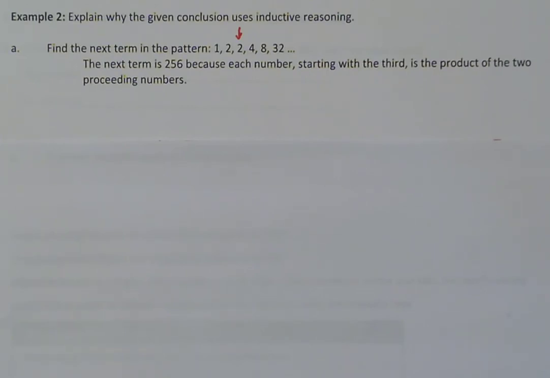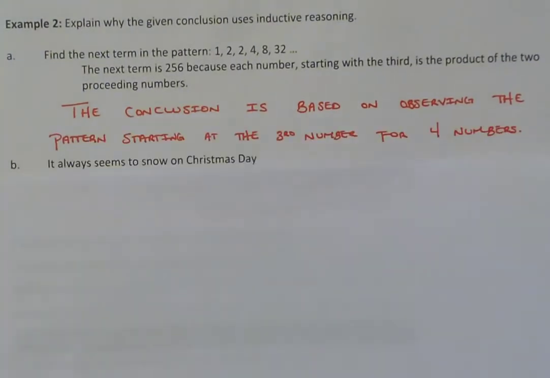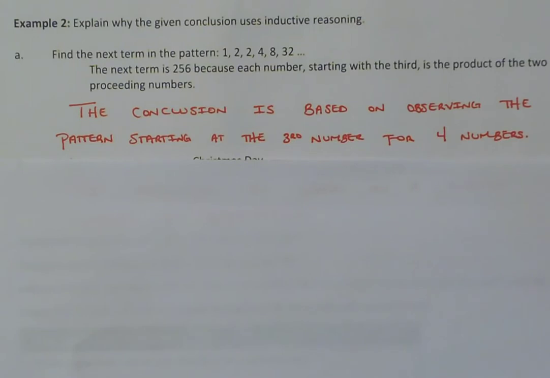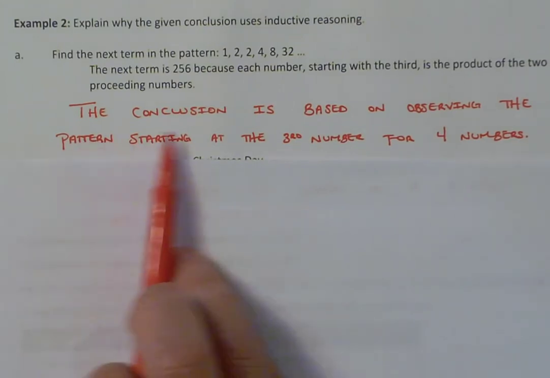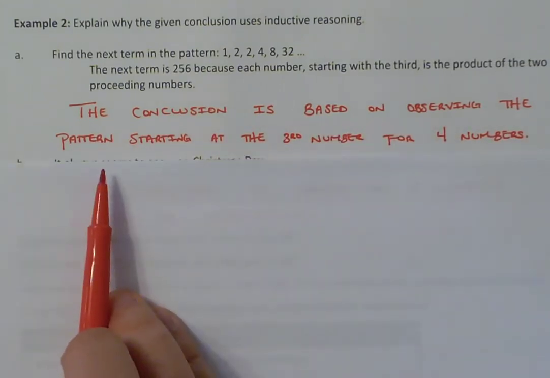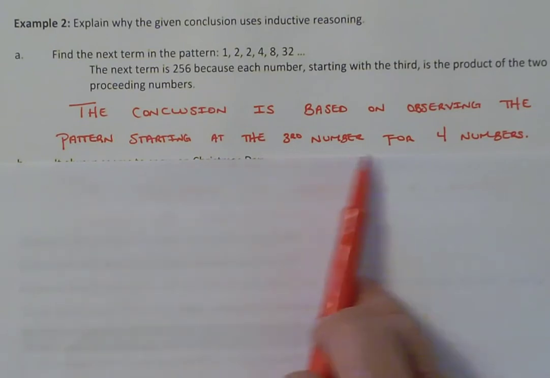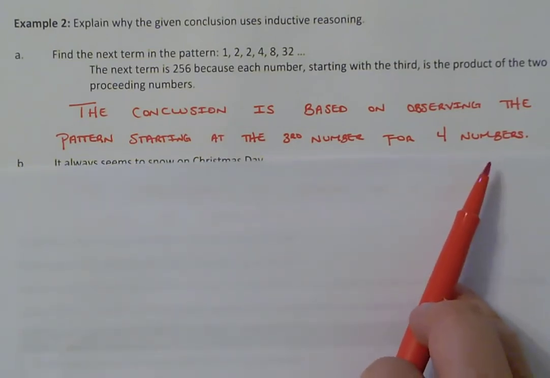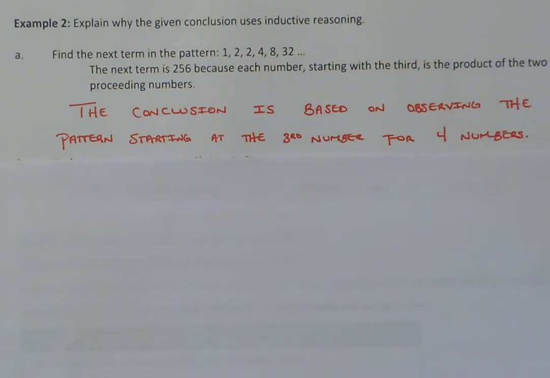So, how we're going to go through and state this. Instead of writing it out word for word, I'm just going to put down what my answer key shows, which states that the conclusion is based on observing the pattern starting at the third number for 4 numbers. So it's not that we've just looked at one specific case, but we've actually gone through and stated this for 4 different cases that I know this to be true.